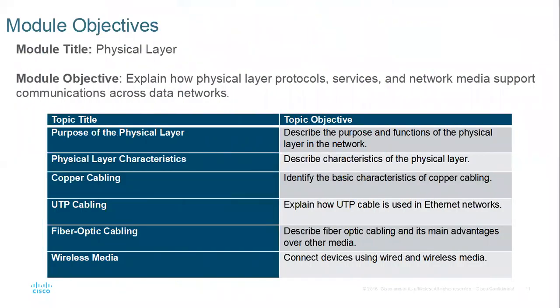So what are the objectives for this particular module? We want to explain how the physical layer protocol services and network media support communications across data networks. This is very critical because, for instance, your hardware, your cable, that NIC card and whatever dwells at this physical layer. That's the very first layer of your OSI model. So we want to understand the purpose of the physical layer and its characteristics. We want to understand copper cabling, UTP cable, that is the unshielded twisted pair. Then we look at fiber optics cabling, and we also look at wireless media.